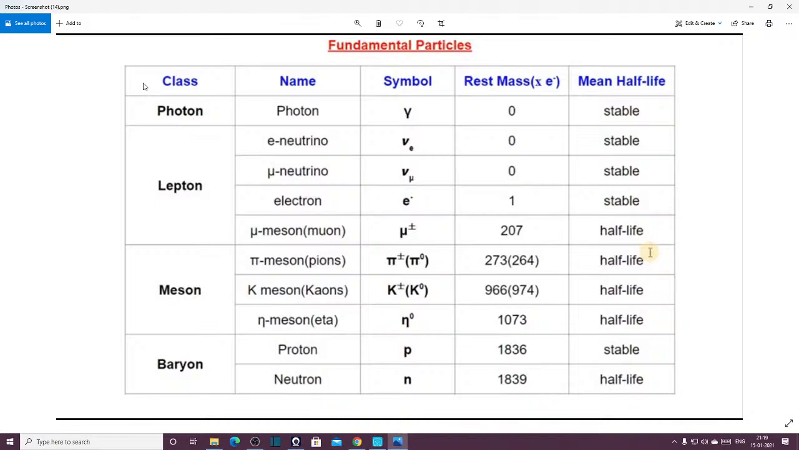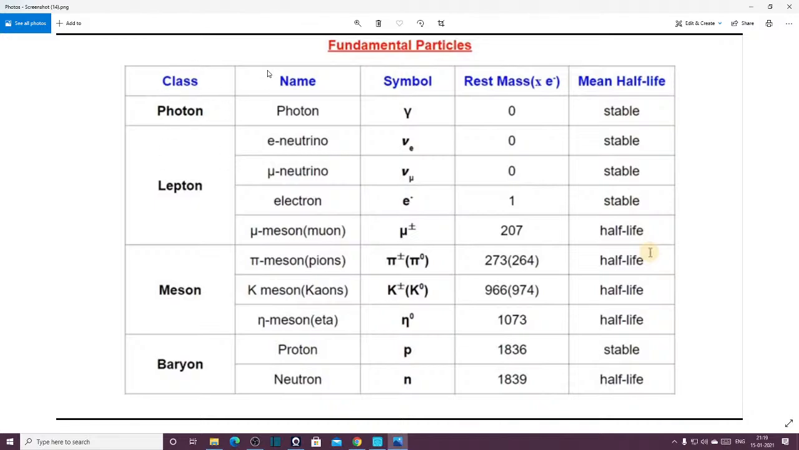So now the first class is photon. The photon class has a particle that is called the photon. Its rest mass is 0 multiplied by the mass of electron, that is 0, and it is stable. That is sunlight. Sunlight is what? A stream of photons. You know this already. Then these are the lepton class of particles.